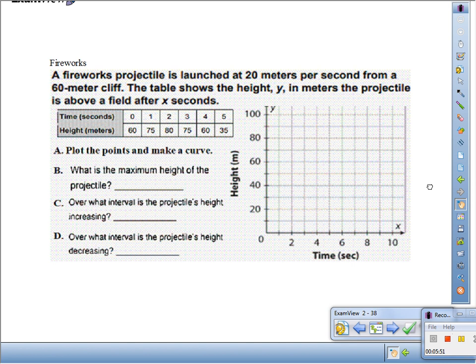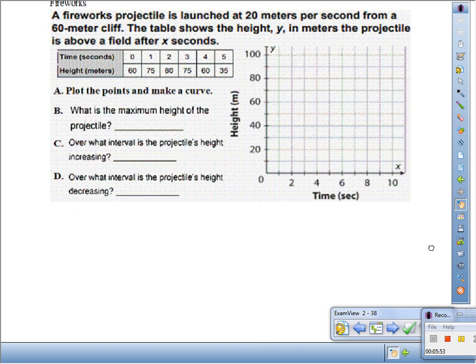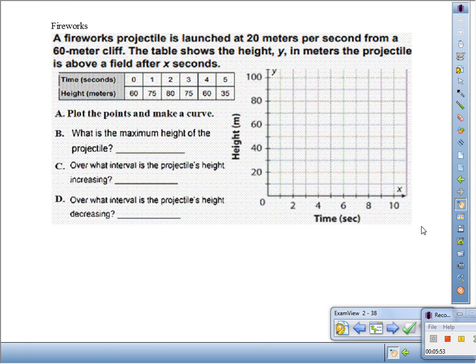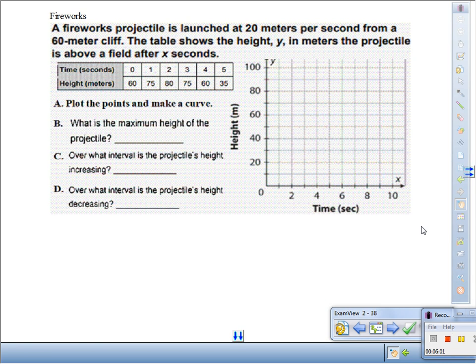All right? It says, a fireworks projectile is launched at 20 meters per second from a 60-meter cliff. The table shows the height, y, in meters that the projectile is above a field after x seconds. They give us a table in t seconds, 0, 1, 2, 3, 4, 5, and height in meters, 60, 75, 80, 75, 60, and 35. It says A, plot the points to make a curve.